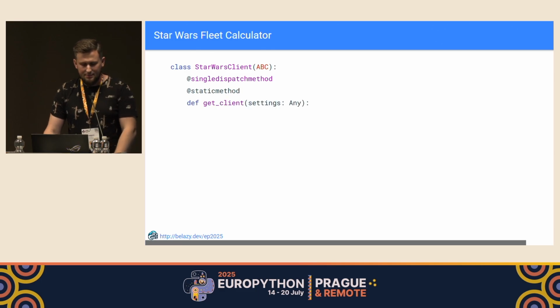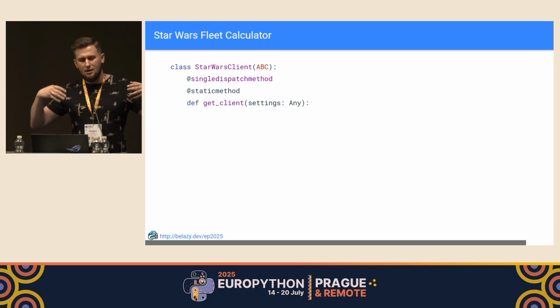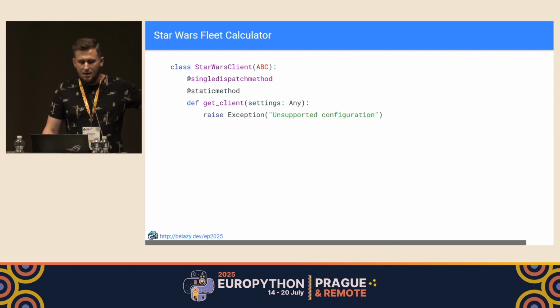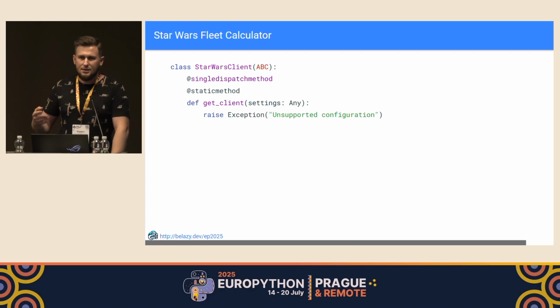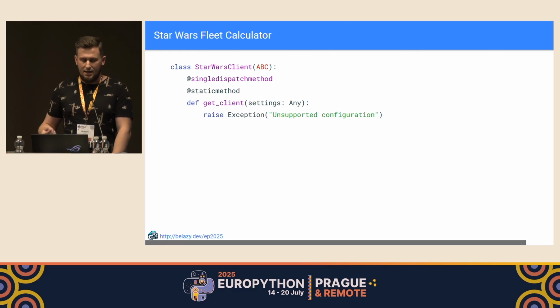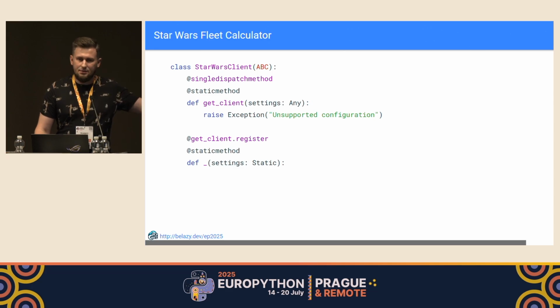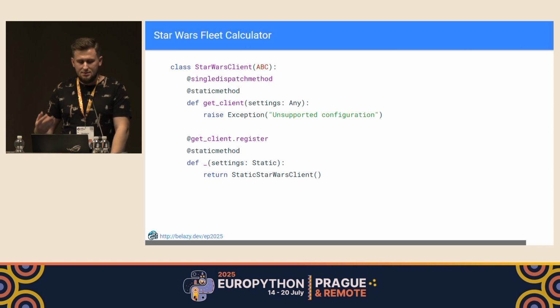So we have a static method get client. It is our factory for this interface, and it gets any settings. And any settings is not a good setting. We don't want to handle any settings, so we are raising unsupported configuration. But the single dispatch method allows us to implement different variants of the same function based on the type. So we can say that we are registering another implementation of getClient. That is also a static method, but this time settings are of static type. So it is our static configuration type. And this time we are returning the static Star Wars client.